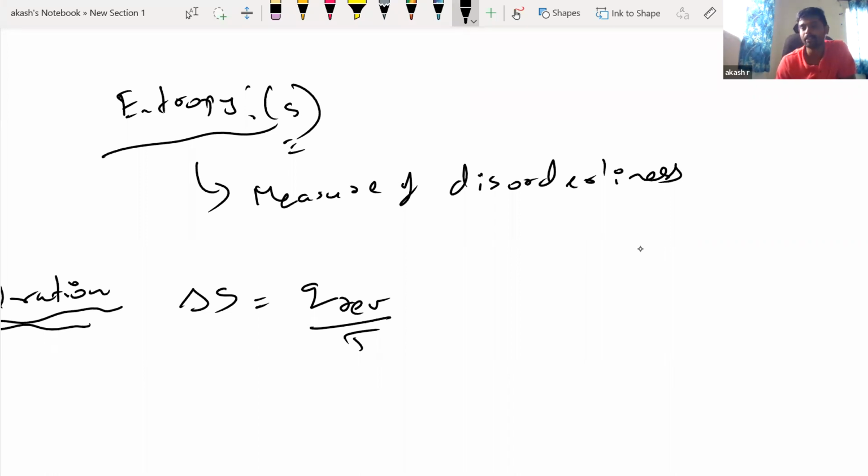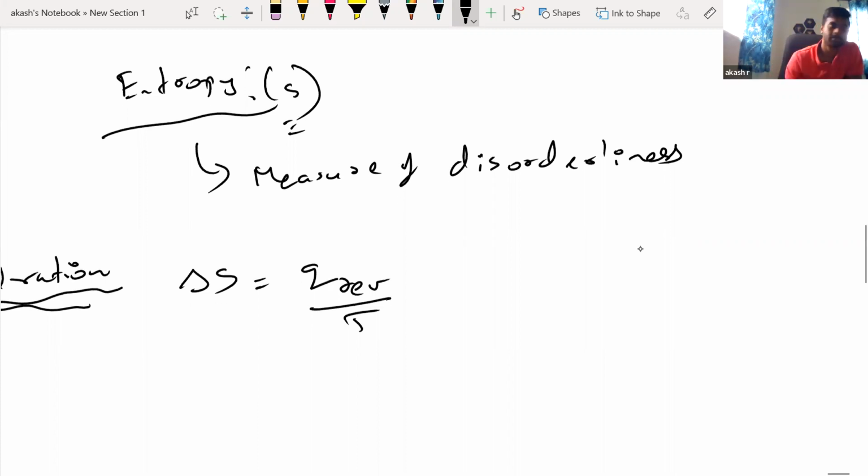Mostly we'll be using enthalpy values, because we know that the heat change occurring in a chemical reaction is nothing but the enthalpy of the reaction. So in most cases, we'll be taking the enthalpy values as the Q reversible values. Okay, right.